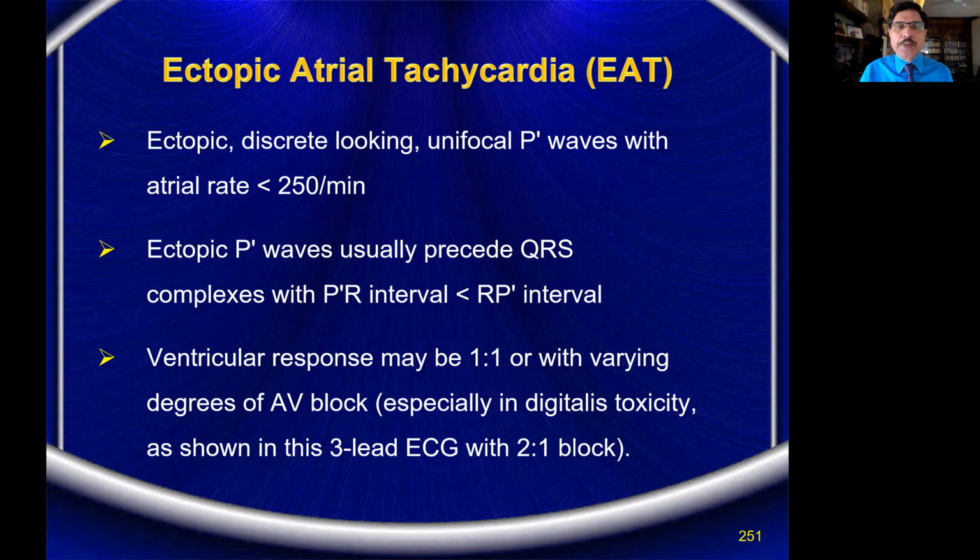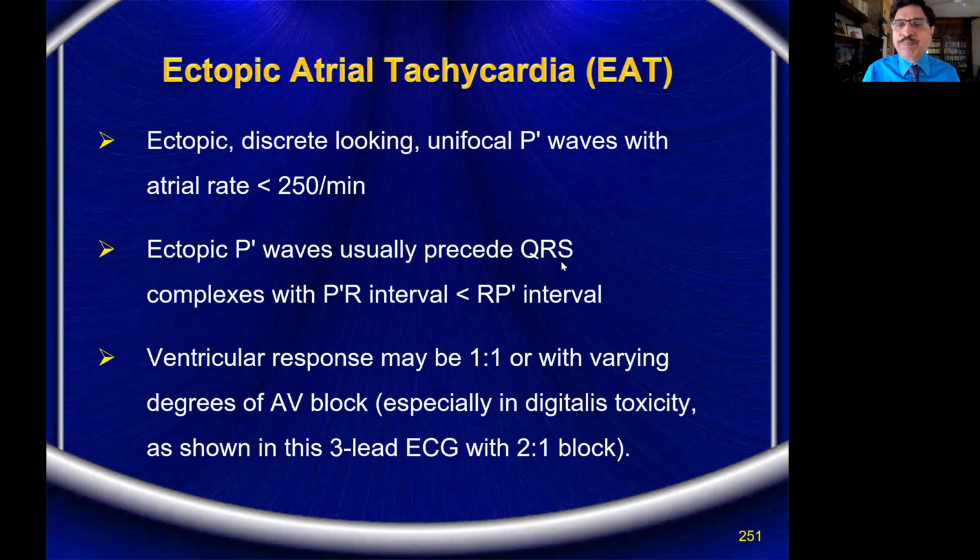And the P dash R interval is less than the R dash P interval. That is the R wave to the next P dash, the next ectopic complex. From the R dash to the next P there will be some interval. So it is not the regular P, this is the ectopic P, so it is less than that. And the ventricular response may be 1:1, 2:1 or 3:1.